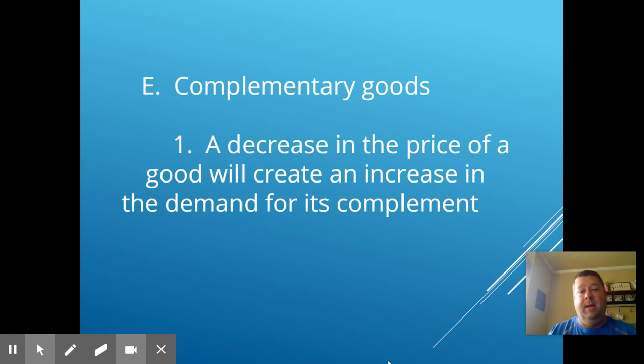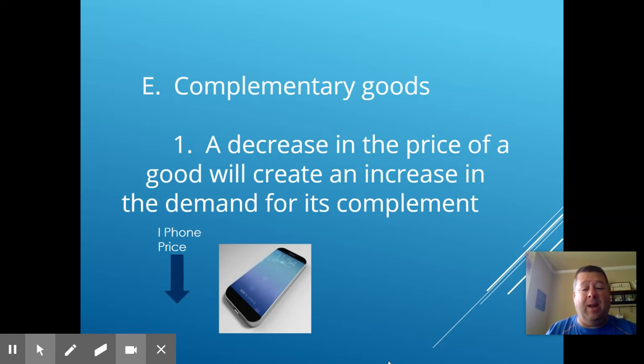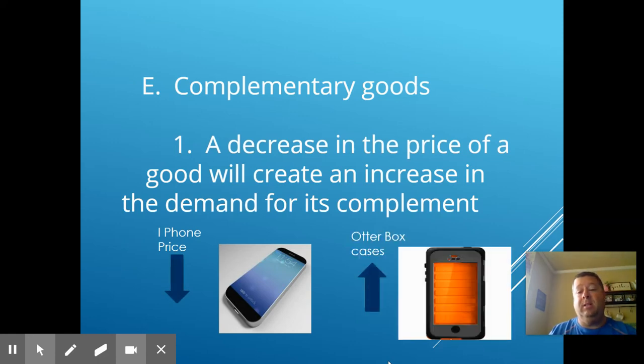A complementary good is just, it complements another good. A decrease in the price of a good will create an increase in demand for this complement. A digital camera and a memory card. Those are complementary goods. A decrease in the price of a digital camera is going to increase demand for a memory card, because if you buy a digital camera, a lot of times you're going to buy another memory card so you have more memory to take pictures with. So anyway, complementary goods. Here's an example of an iPhone. A decrease in the price of an iPhone is going to increase demand for its OtterBox. So that's just a complementary good.